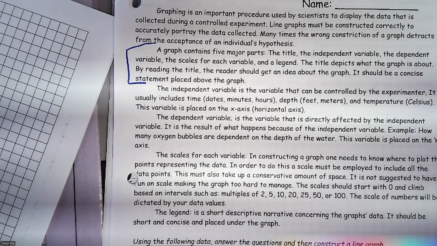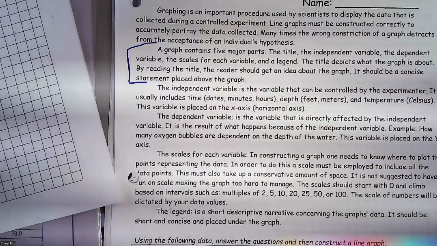The title: by reading the title, a reader should get an idea about the graph. It should be a concise statement placed above the graph. Now, here's the next part. You're going to be given completely blank graph paper, and you have to decide what goes on the X and what goes on the Y.